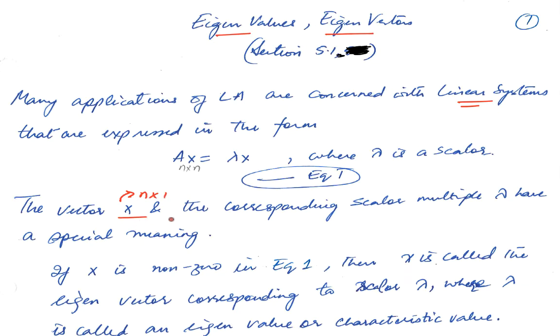Now this vector x and this scalar multiple lambda have a very special meaning. If x is non-zero in this equation, then we call this x an eigenvector, and it always corresponds to a scalar lambda. This lambda is called the eigenvalue or characteristic value. So the relationship given by this equation, Ax equals lambda x, where x is a non-zero vector, has a special meaning. We call them eigenvalues and eigenvectors. So let's look at some of the observations.